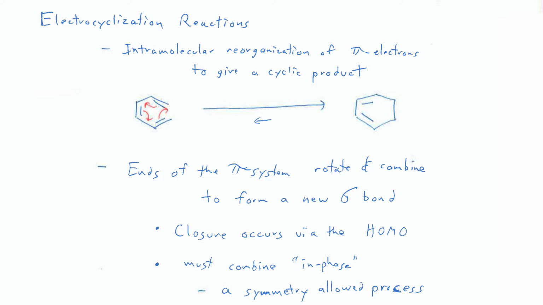An electrocyclization is a pericyclic reaction in which the molecule undergoes an intramolecular reorganization of pi electrons to make a cyclic product. So here's an example. I've got 1,3,5-hexatriene reacting to form 1,3-cyclohexadiene. Now remember, the mechanisms for all of these pericyclic reactions are concerted.